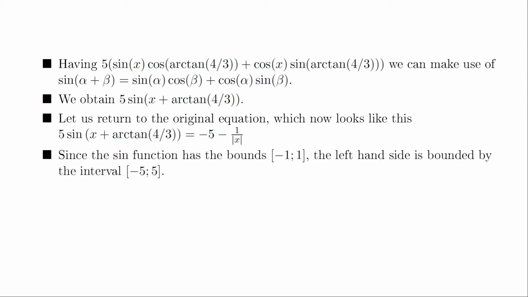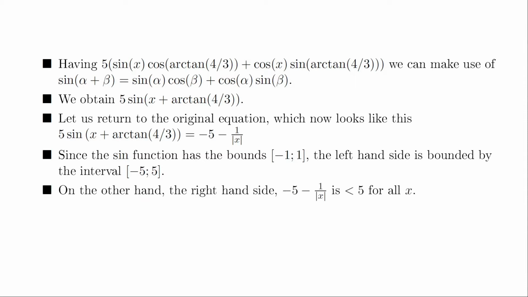Since the sine function has the bounds minus 1, 1, the left-hand side is bounded by the interval minus 5 to 5. On the other hand, the right-hand side, minus 5 minus 1 over the absolute value of x, is less than minus 5 for all x. It follows that the equation has no solutions.